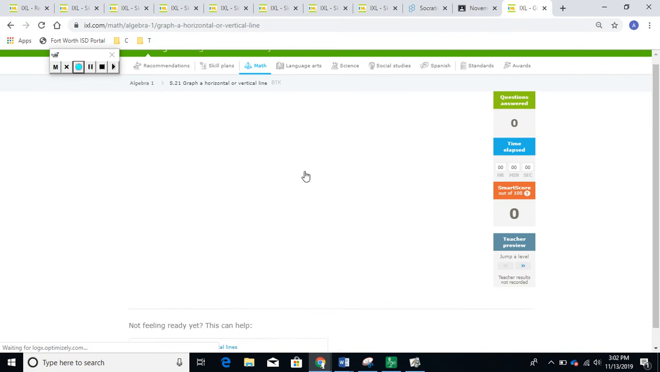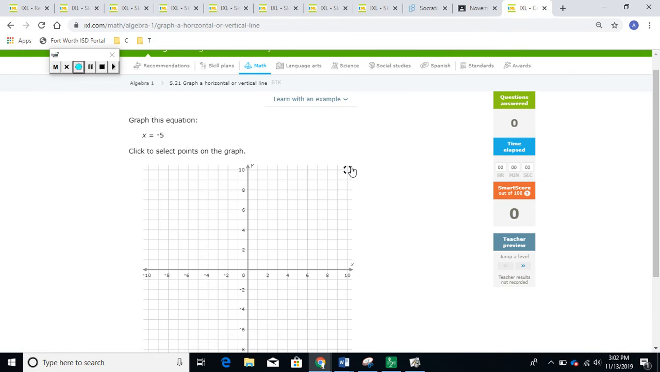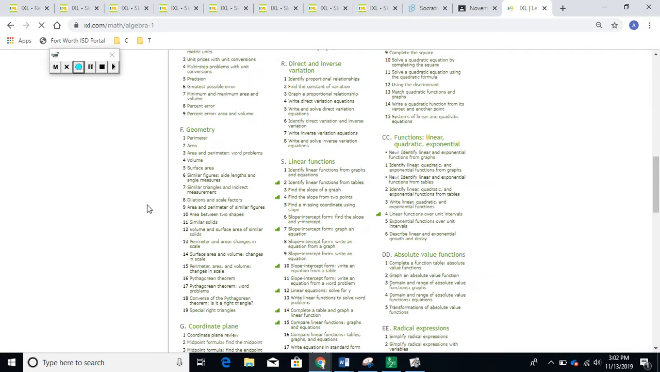It's a little zoomed in. So on, oh no, I clicked on S.21. Well, it'd help if I clicked on the right one.